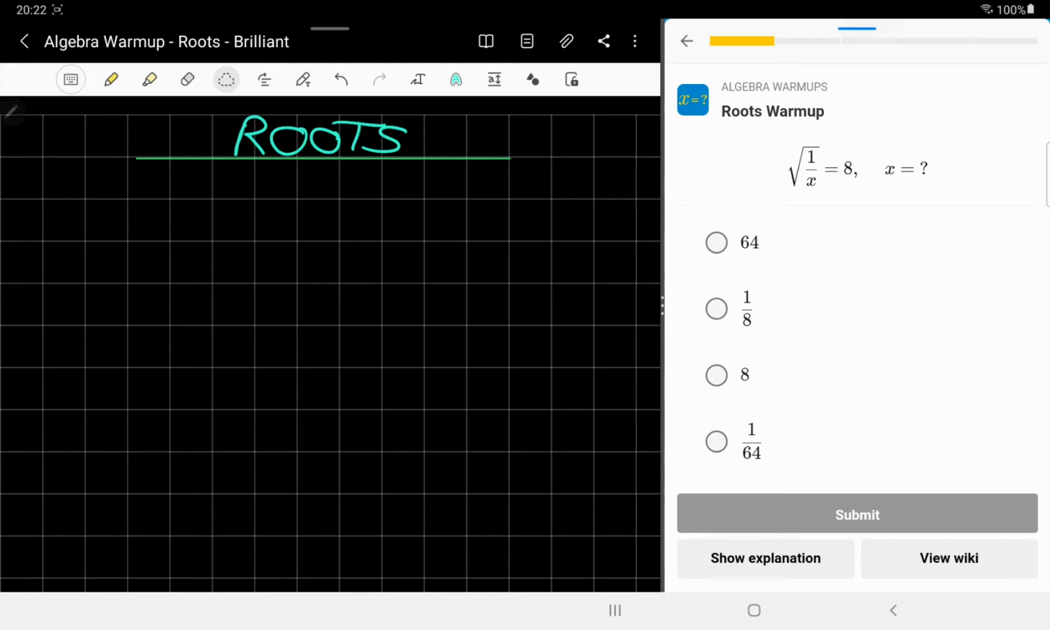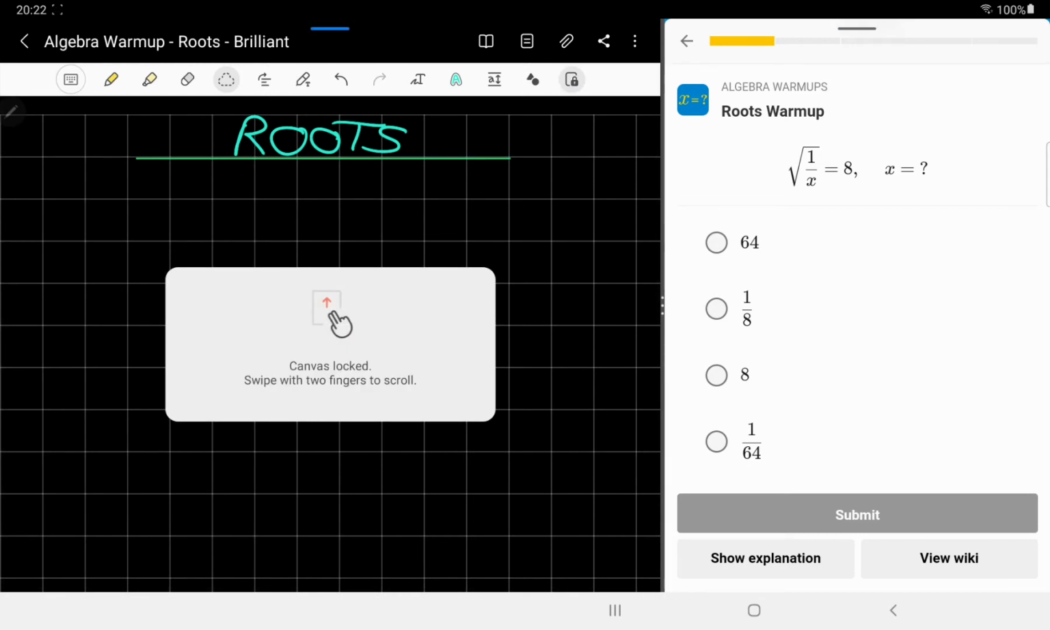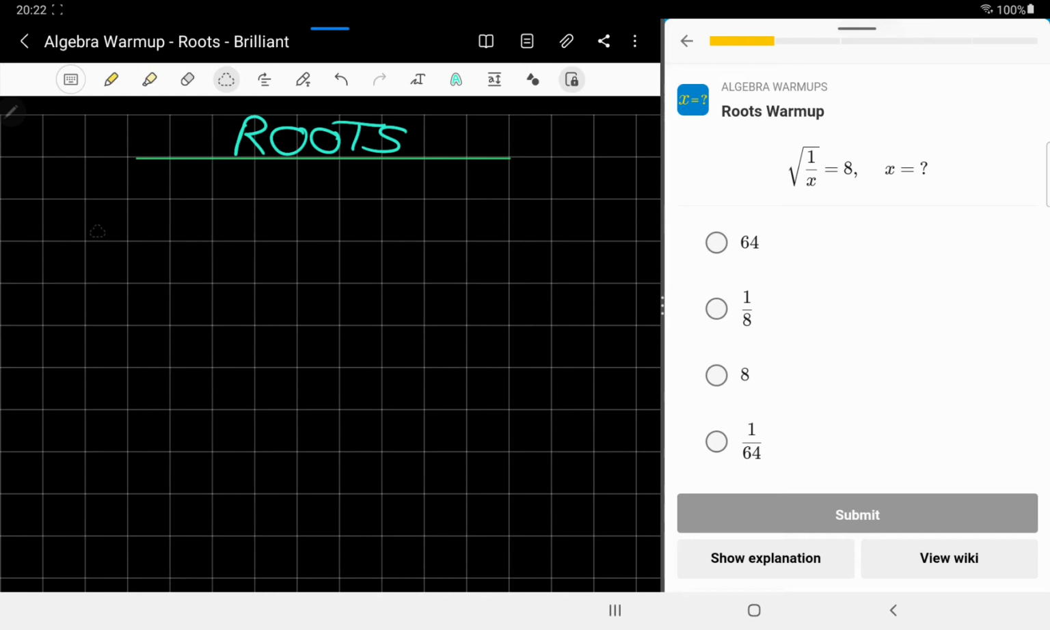We have the square root of 1 over x equals 8, and we are being asked to compute x. So let's transcribe this over here to the other side into the notes.